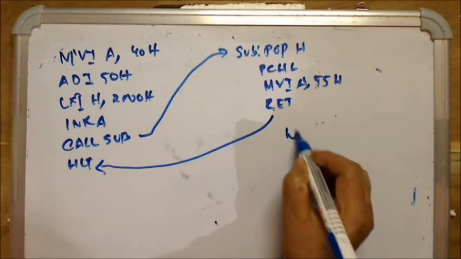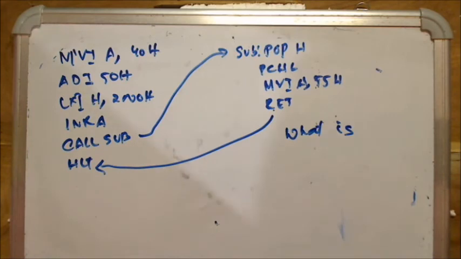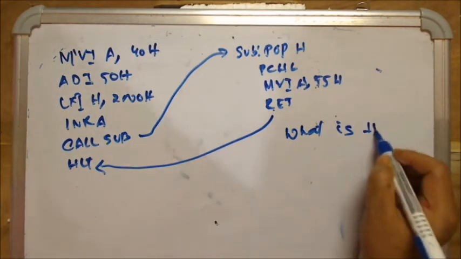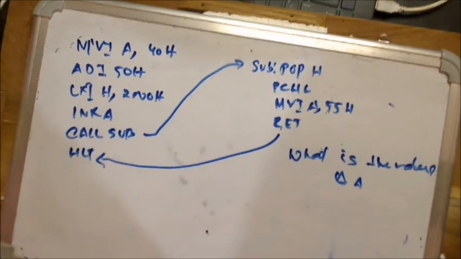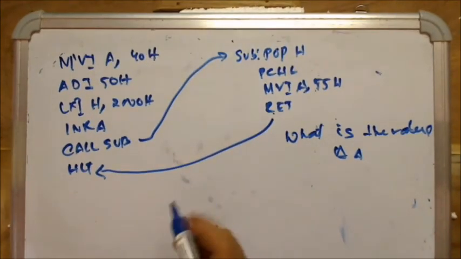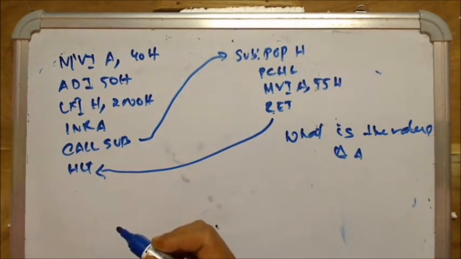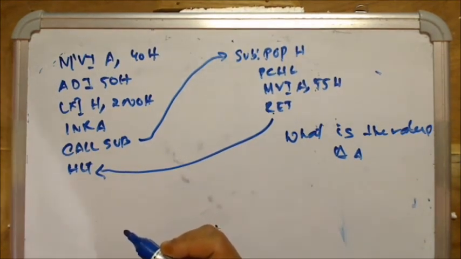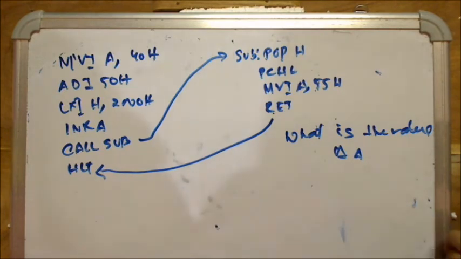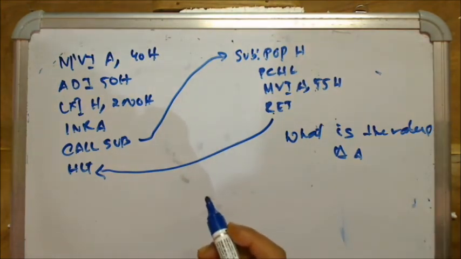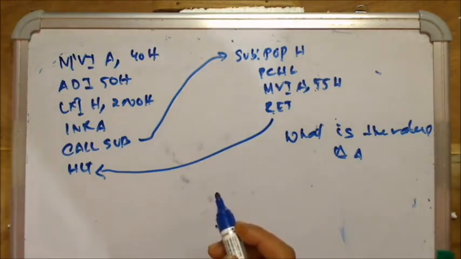Now the question is, the examiner taking your exam will ask you what the value of A is here. What is the value of A here? Now see, the call subroutine POP H: what does it do? It pops the data from the top of the stack to the HL pair, right? But we have not pushed anything, right? What would have happened then?